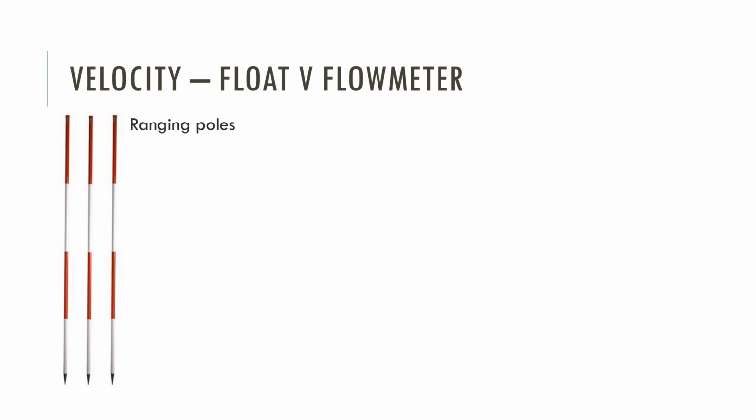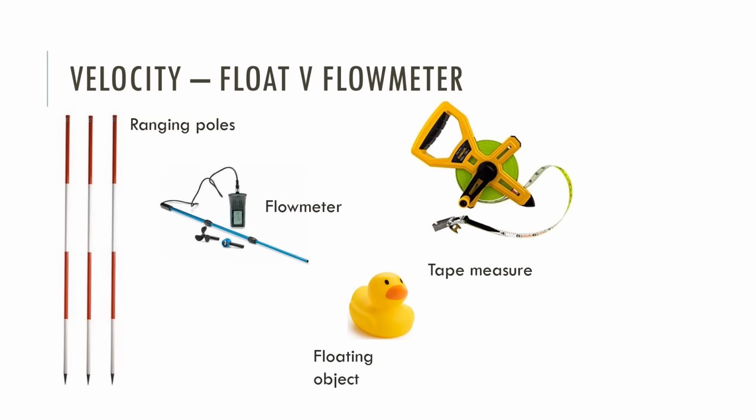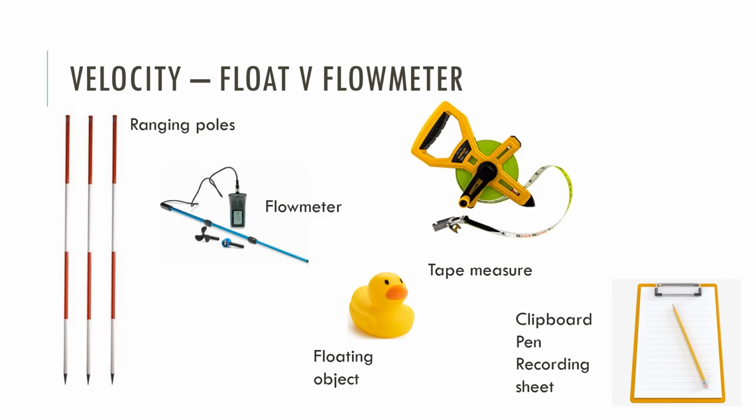Now the next method that you have to be aware of is when you are measuring the velocity of the river. There are two methods that you might be asked to describe, or you might have to suggest why the flow meter is more accurate than using a floating object. The equipment that you need for measuring velocity is ranging poles, a tape measure, a flow meter or a floating object, a clipboard, pen, recording sheets, and a stopwatch.